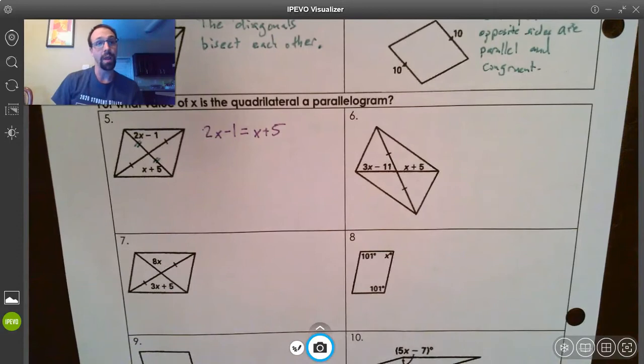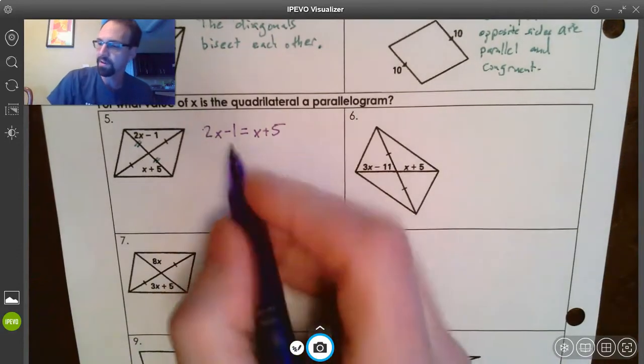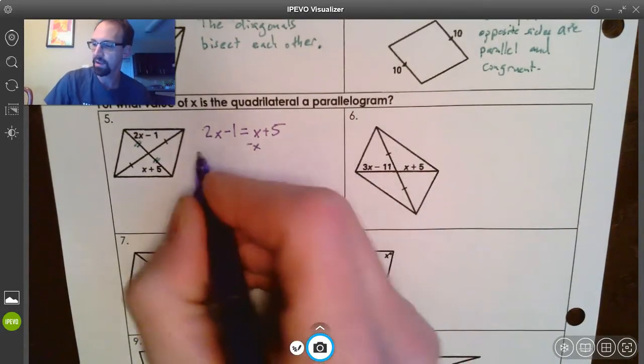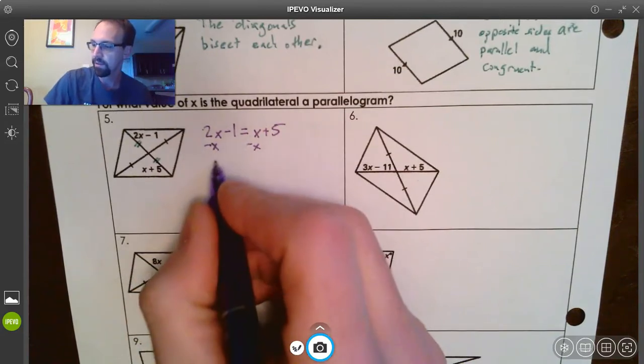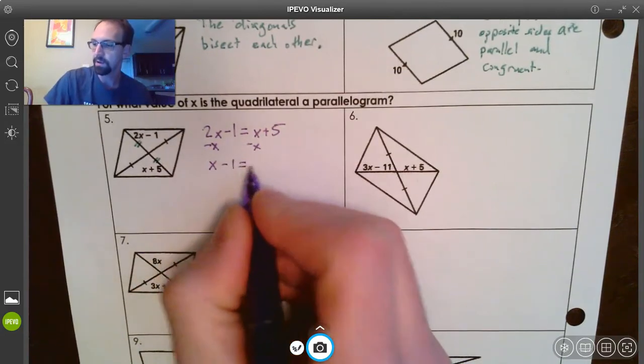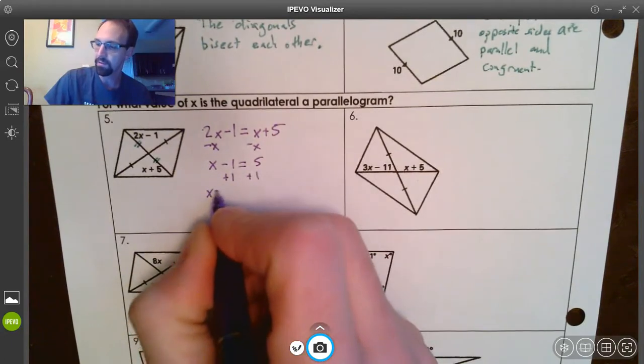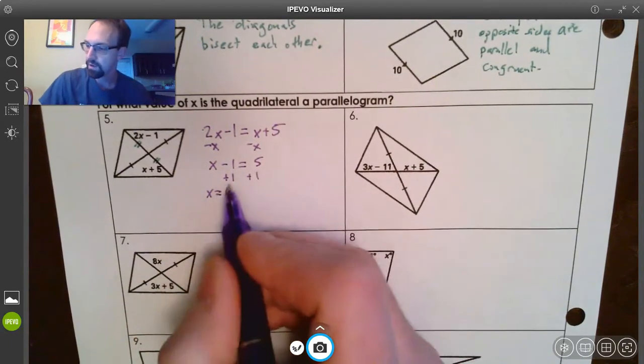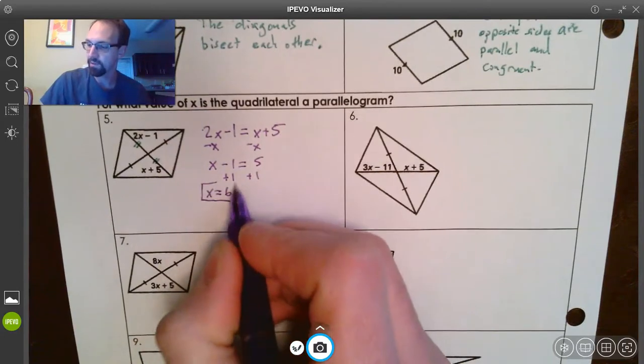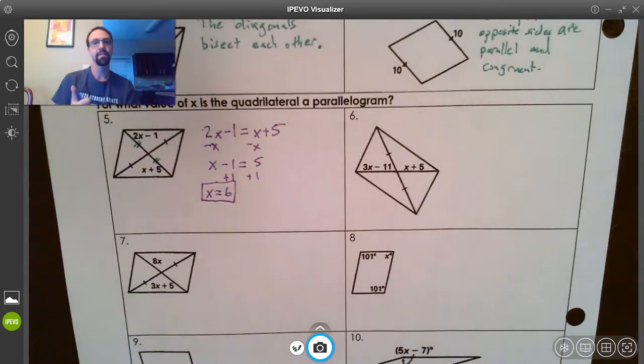And now that I have an equation, I can solve using our Algebra 1 techniques. I'm going to subtract x on both sides. So this gives me x minus 1 equals 5. Then I add 1 on both sides, and I get x equals 6. So that value of x would make this quadrilateral a parallelogram.